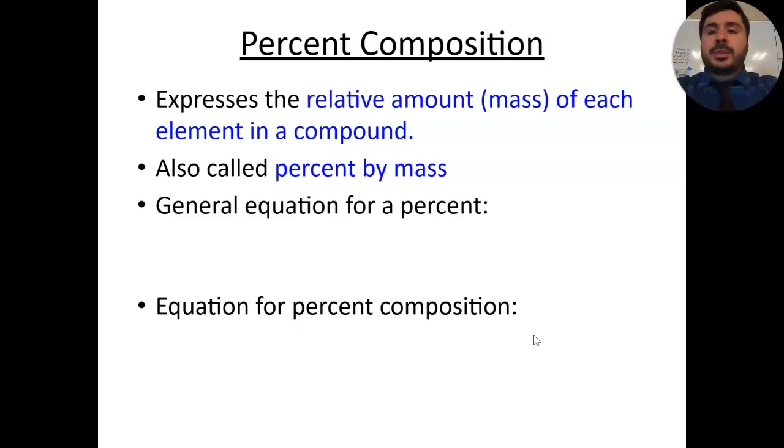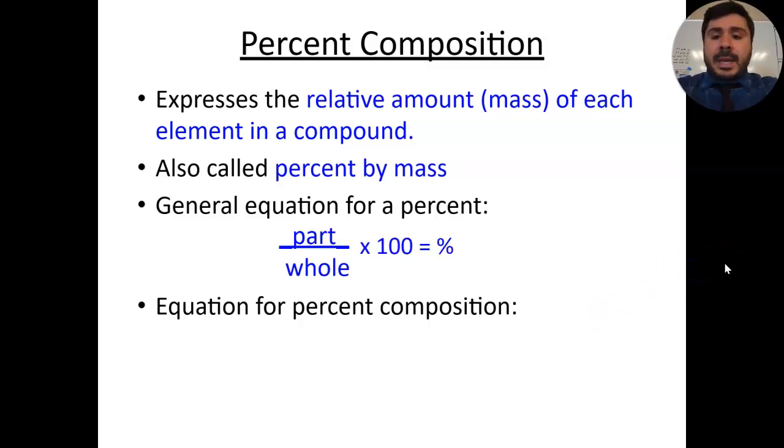So percent composition expresses the relative amount, or mass particularly, of each element in a compound. It's also sometimes referred to as percent by mass. The general equation is essentially part over whole times 100, right? That allows it to convert into a percentage. So that's the main gist here, guys: it's the part of something divided by the whole thing, and we're talking in terms of mass here.